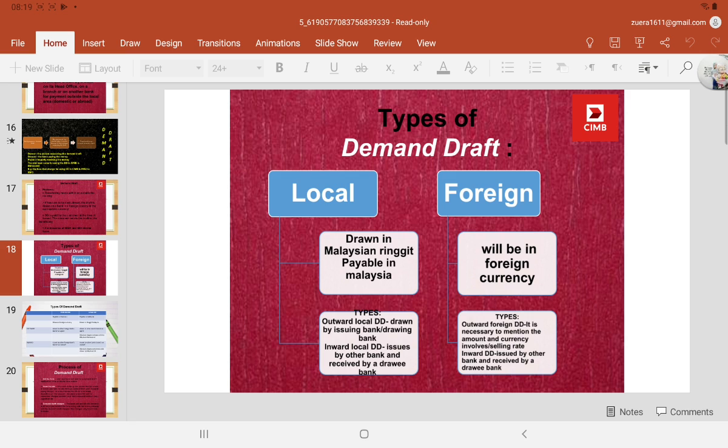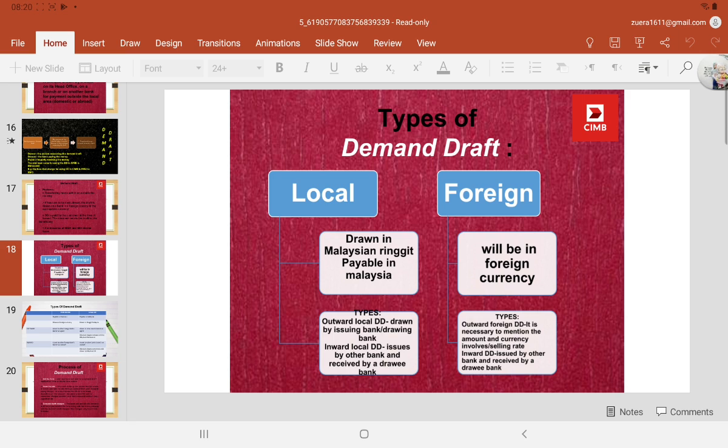But for the inward, we will receive the money from the third party. The inward local demand draft is issued by another bank and received by a drawee bank. Drawee bank means the payee's bank. So this is for the inward. Outward is if we want to transfer the money. Inward is if we will receive the money from the third party.